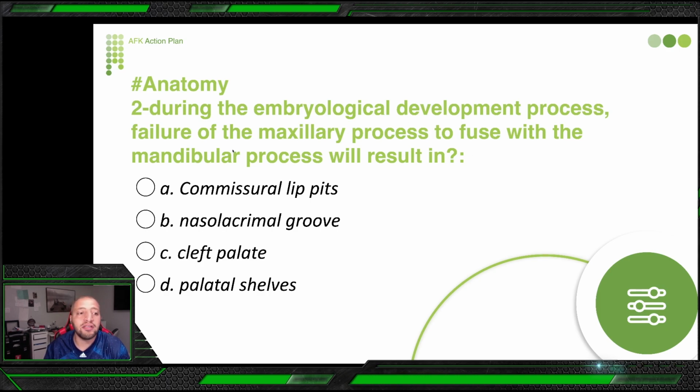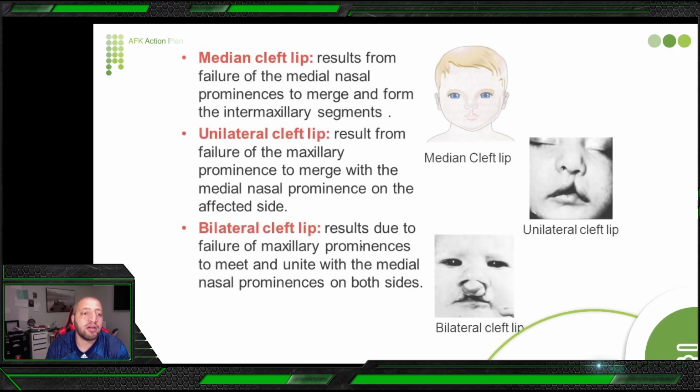He's speaking about the maxillary and mandibular processes. So he's speaking about this and this. If a failure happens here, it will lead to commissural lip pits. And then there are other options here. Let me give you a beautiful diagram to wrap it up for you.